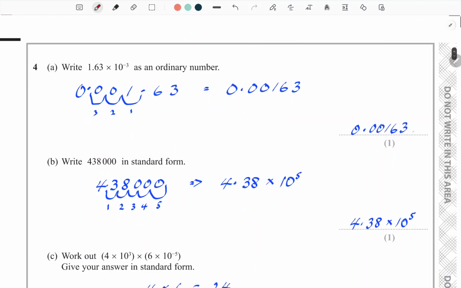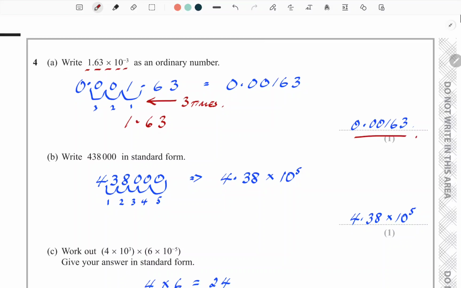All right, number 4, standard form. So what we're going to do is take 1.63 times 10 to the minus 3 as an ordinary number. So first we write it as 1.63, as I've done, and because it's 10 to the minus 3, we're moving the decimal place effectively to the left, 3 times. So that leaves us with 0.00163. So that's self-evident.